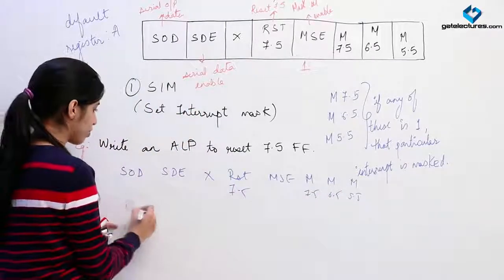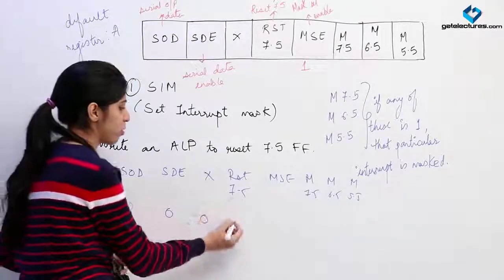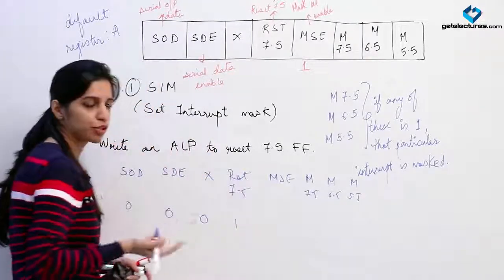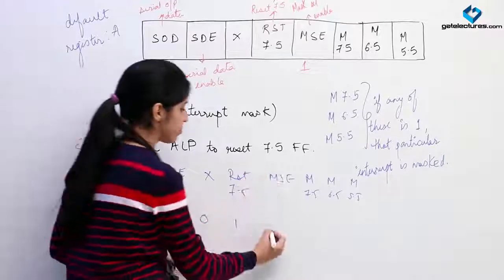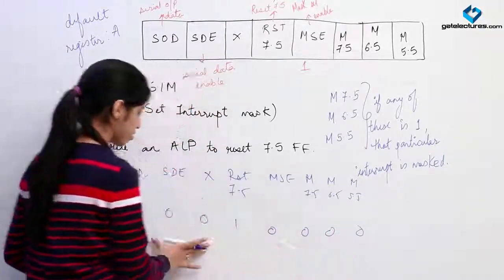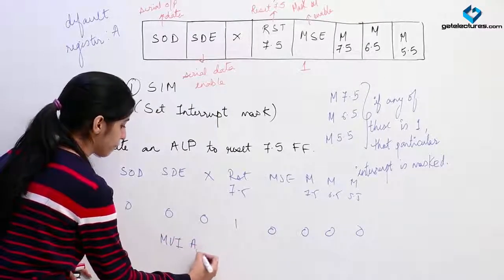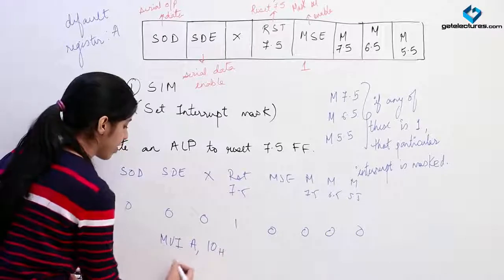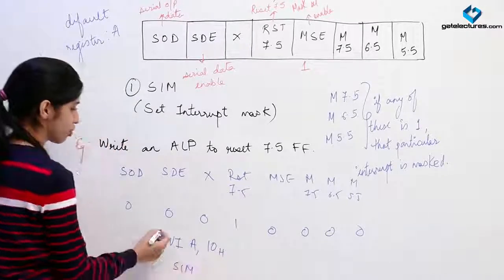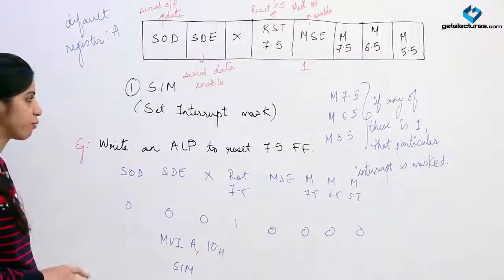See, serial output and serial data are all going to be 0. We need to reset the 7.5 flip-flop, so this is going to be 1. I do not need to mask any of the interrupts, so I am going to take these as 0, 0, 0, 0. These represent 0, and this represents 1. So what I am going to do is MVI A, 10H, and after that SIM. This is the simple instruction that you need to reset the 7.5 flip-flop.